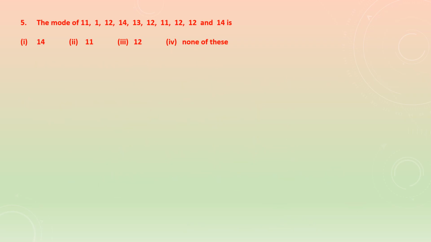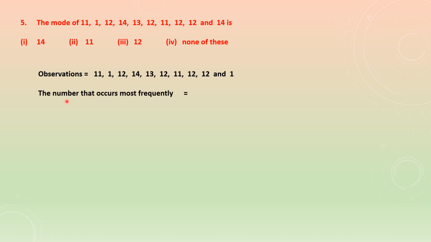Okay. Question 5. The mode of this data. So this time you're talking about mode. And what is the mode? Mode is a number that occurs most frequently in the data given to us. So let's begin by writing all the observations or the data. So these are all the observations. Now the next step is we have to look out for the number that occurs most frequently.